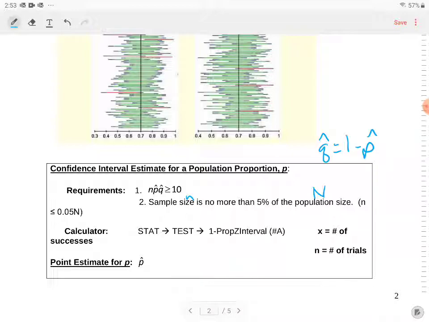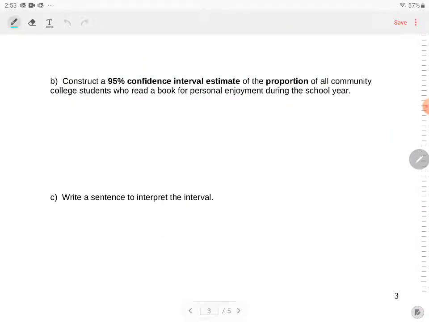Notice your calculator keystrokes: stat, test, and we will do a 1 prop z interval, which is option A at the bottom of our graphing calculator. All right, so now we'll do several examples here.